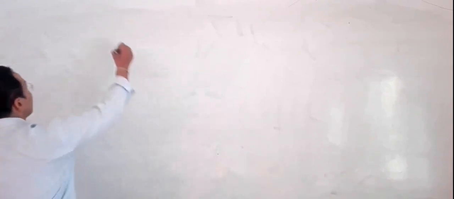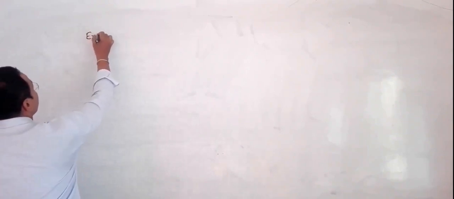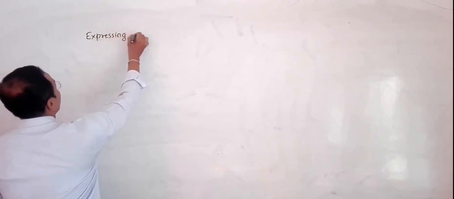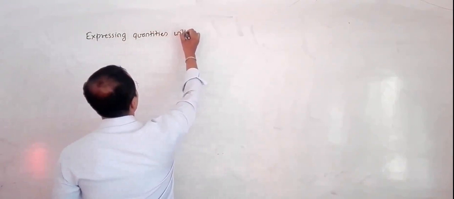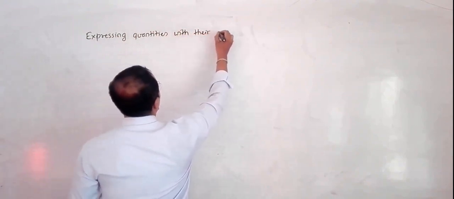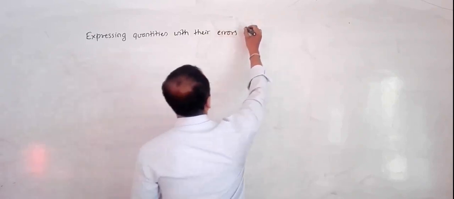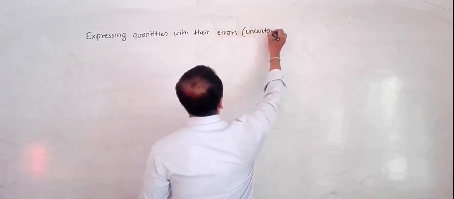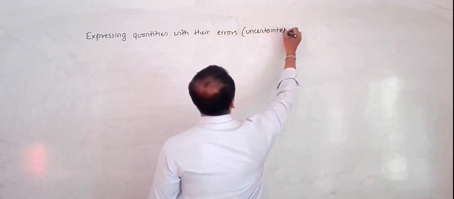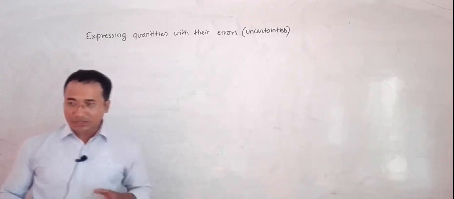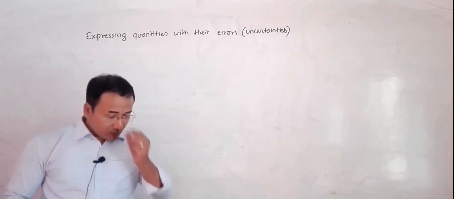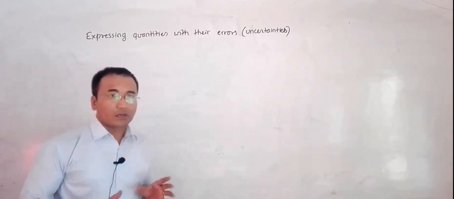So the topic for today is a very universal topic in physics, or in measurement actually. It's about expressing quantities with their errors, or we can say their uncertainties. It's an aspect of physics which is very confusing, I suppose, for the students at least, not for me of course. So here, let us work on a rule.